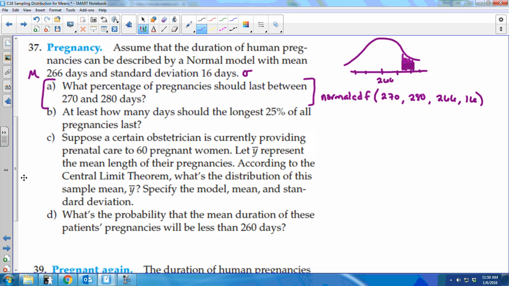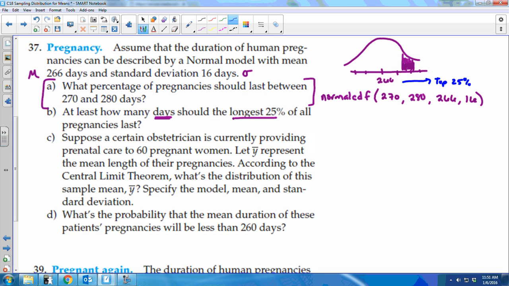Questions? Do I need to calculate that? Or are we good? All right. On part B, at least how many days should the longest 25% of all pregnancies last? So again, we're still not talking about anything with sampling distribution models. We're not talking about a specific sample size. We're just talking about in general. Now, we did this way back in chapter 6, so it's been a while, so I'll refresh your memory. It says at least how many days, some number of days, should the longest 25% of all pregnancies last. So the longest 25% is going to be the top 25%.